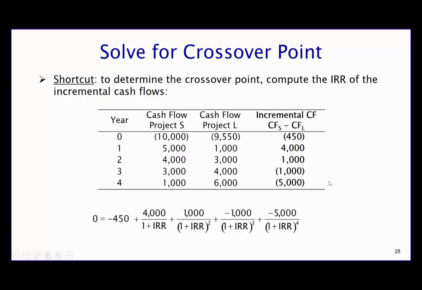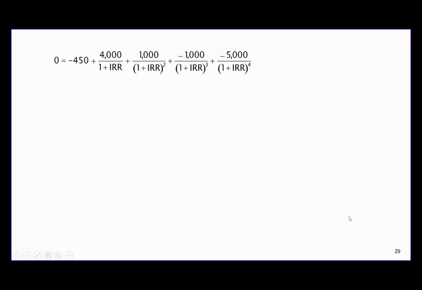Now, just solve for the IRR of the incremental cash flows. Just treat this like it's a project, if you will. Set it up as an IRR equation. We're solving for the discount rate, which is the IRR. Notice in solving for the IRR, we solve for the discount rate that makes the NPV, if you will, equal to 0. So I've just repeated the equation there.